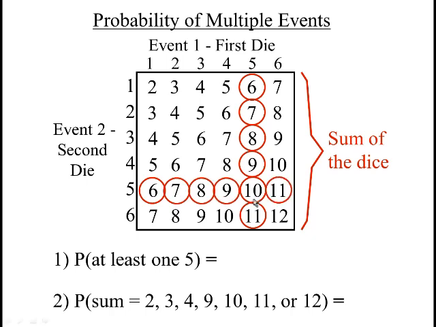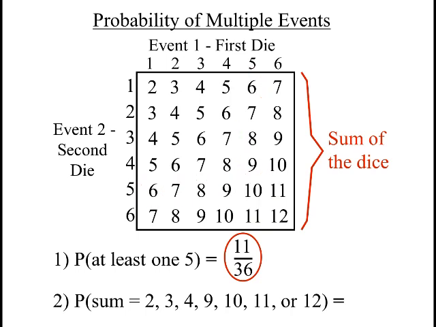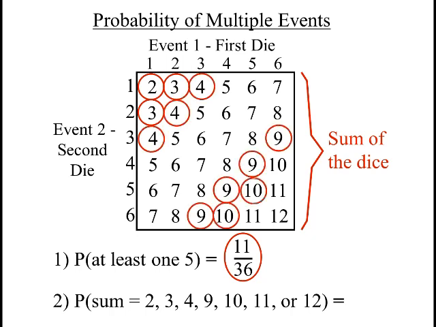So these are all the ways to get a 5 on the second die. And then there's one that's counted twice, but we're not going to count it twice. Obviously, you roll a 5 and a 5. It said at least one 5, but that's still just one way. So adding all this up, it looks like it's going to be 11 ways out of 36. What's the probability of getting a sum of 2, 3, 4, 9, 10, 11, or 12? 16 out of 36, so 4 out of 9.